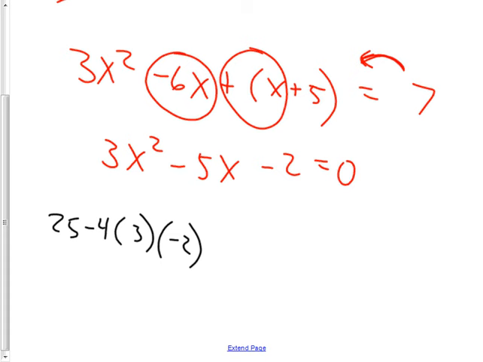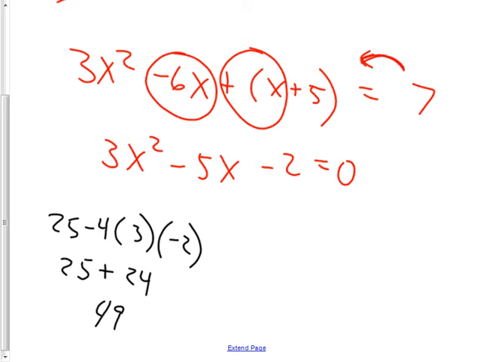And then I think about that for a minute and say, okay, I got 2 negatives. That means I'm going to really add here. So it's 25 plus 4 times 3 is 12. 12 times 2 is 24. And that makes 49. And ooh, what does that tell me? It would have factored. Now, if you want to go back and factor it, go ahead.